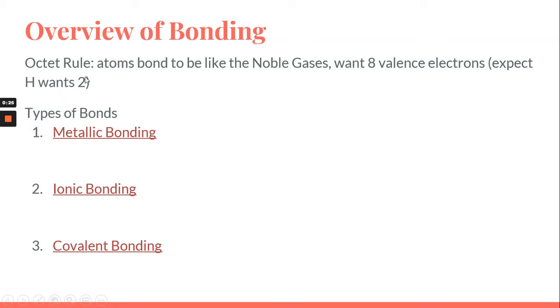So first, atoms bond so that they have a full valence shell, which typically means that they have 8 valence electrons, although there are some exceptions, and one of them is hydrogen, who just needs 2 electrons to be like helium. But most atoms need 8 valence electrons to be stable and satisfied.